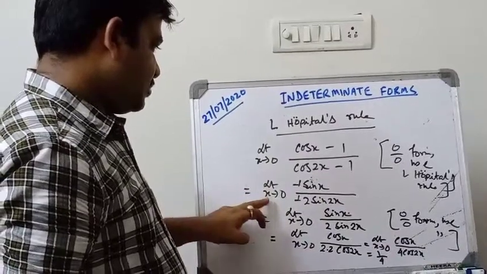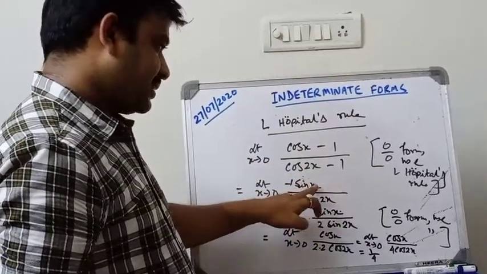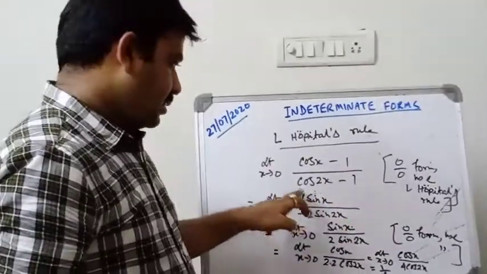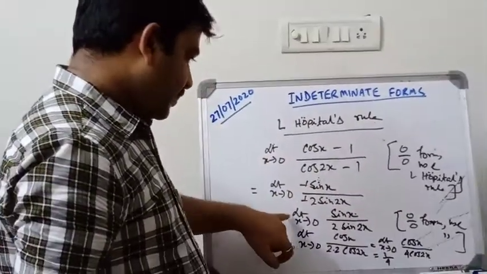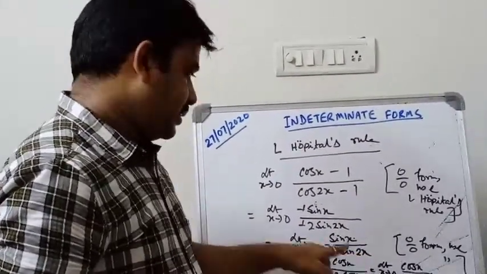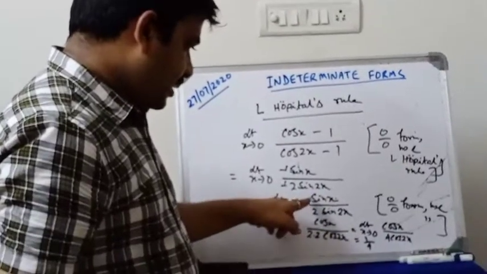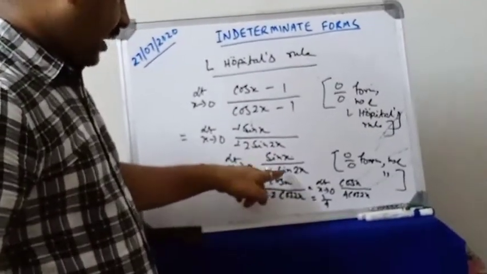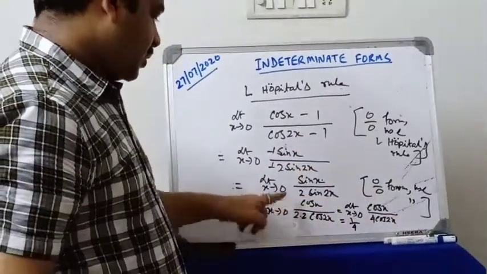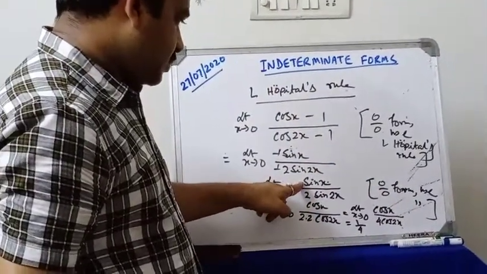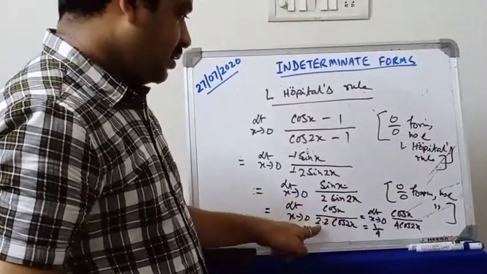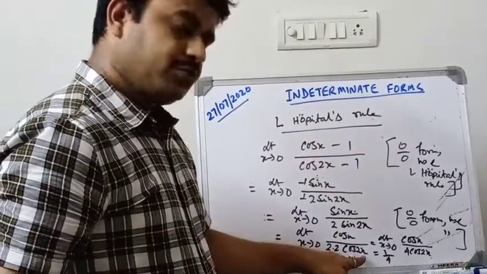Look, limit x tends to 0, the derivative of cos x is minus sin x. The derivative of cos 2x is minus 2 sin 2x. Minus minus cancel. So it is limit x tends to 0 sin x by 2 sin 2x. If I put 0 here, again sin 0 is 0, sin 0 is 0. So again it is 0 by 0 form, and again you have to use L'Hospital's. The derivative of sin x is cos x, and the derivative of 2 sin 2x is 4 cos 2x.